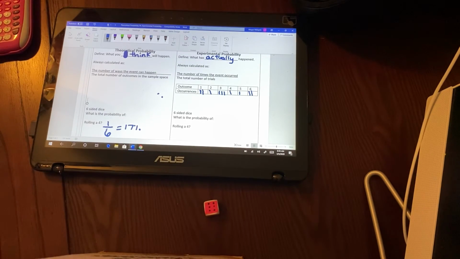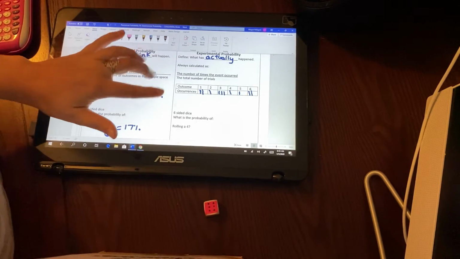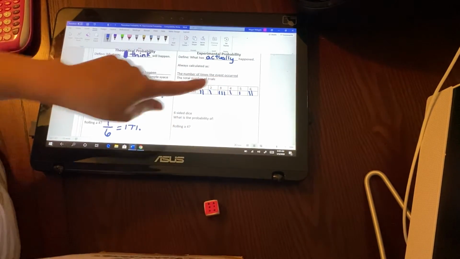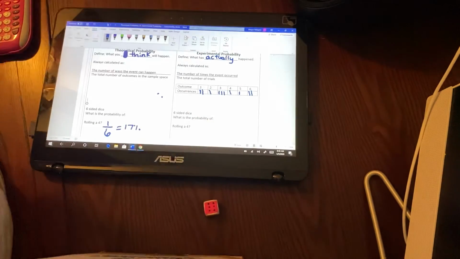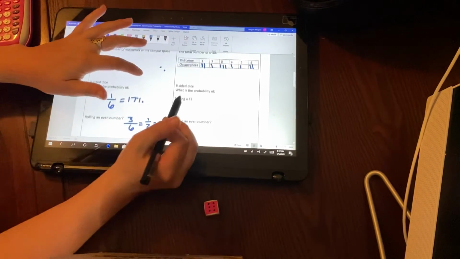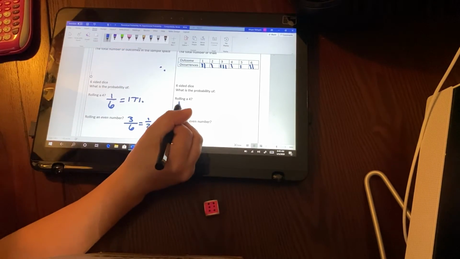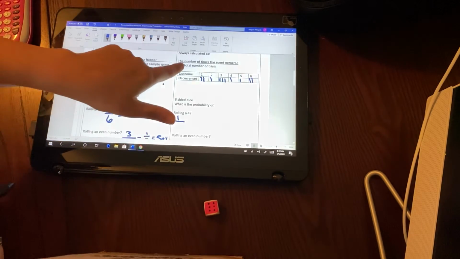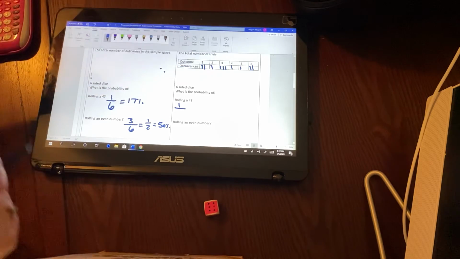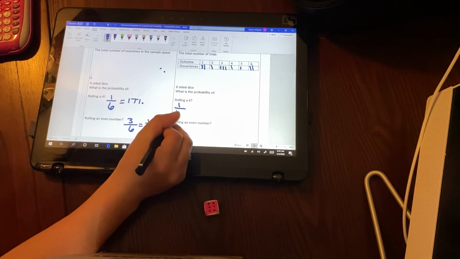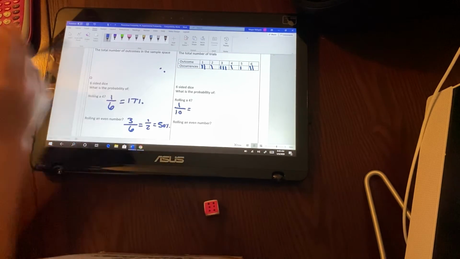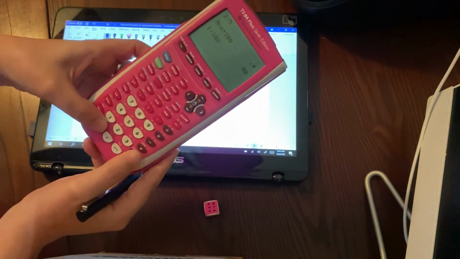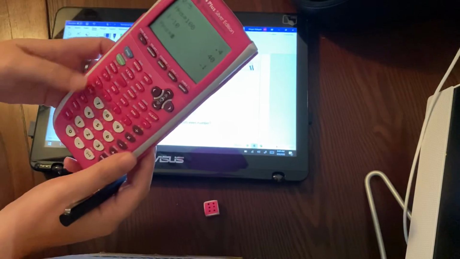So in our 6-sided die, what is the probability of rolling a 4? So according to this, the number of times the event occurred. How many times did we roll a 4? We only rolled a 4 once. Out of how many trials? The total number of trials. So how many trials did we do? We did 10. So 1 out of 10. 1 out of 10 gives me 10%.